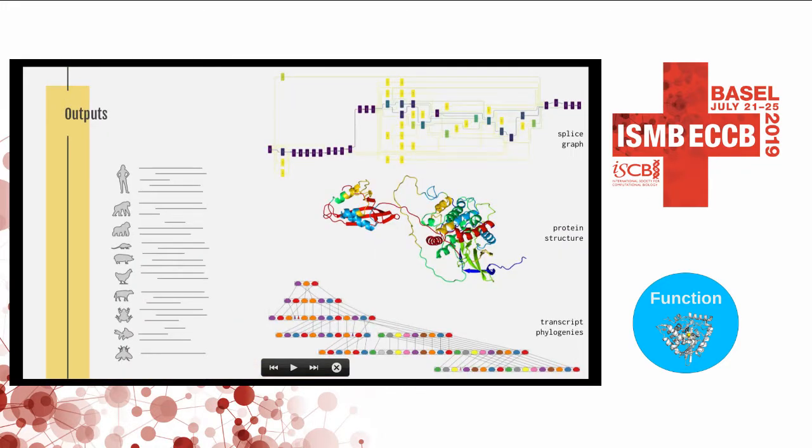Sometimes you have some alternative exons that are before the shared part, so you can see that.